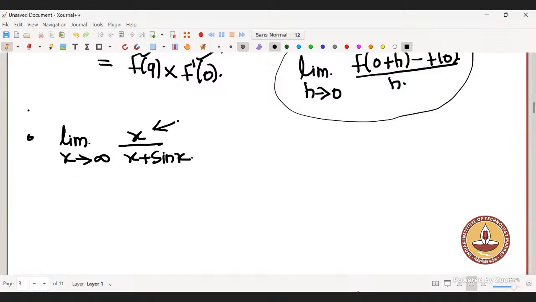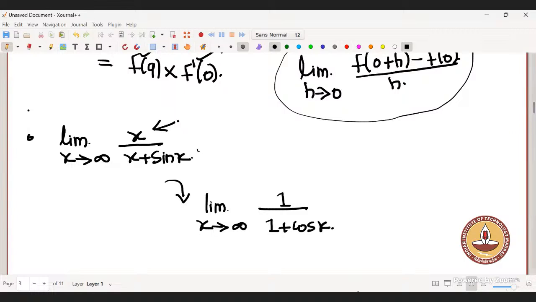If you apply it, because the derivative of x is 1 and the derivative of x plus sin x will be 1 plus cos x, we would get 1 divided by 1 plus cos x.